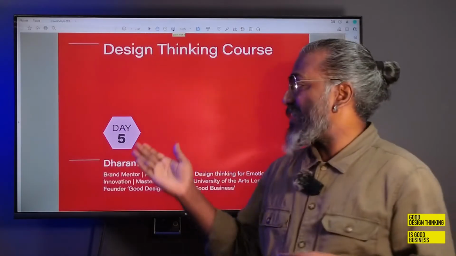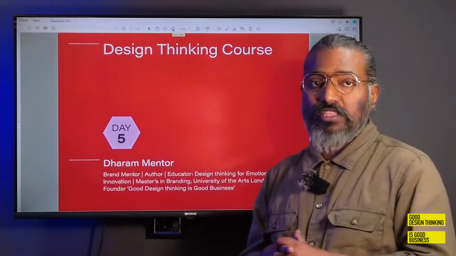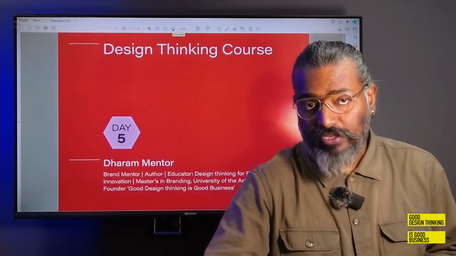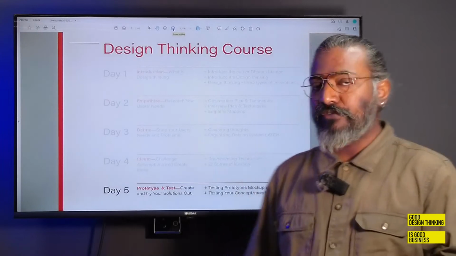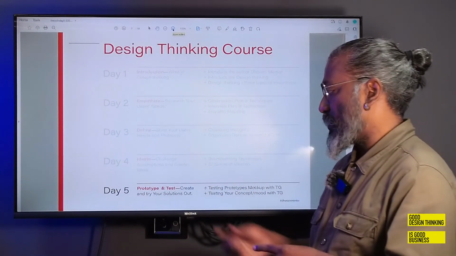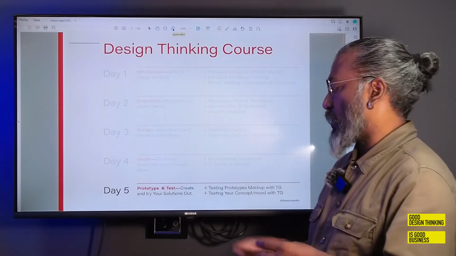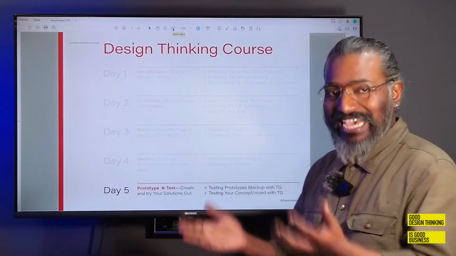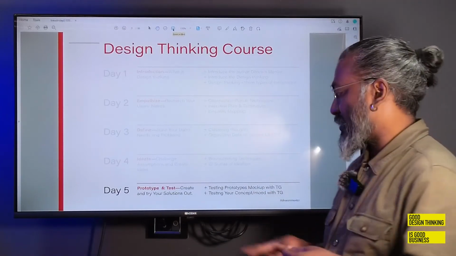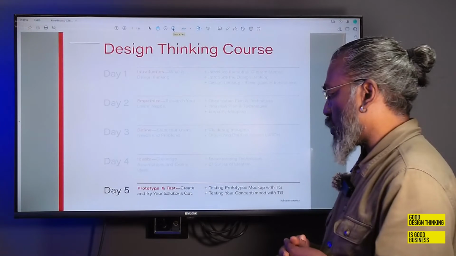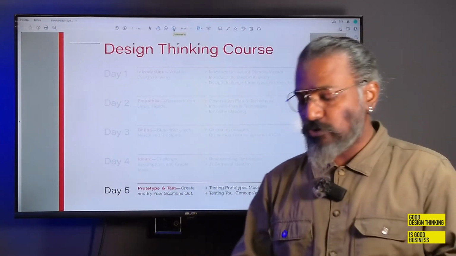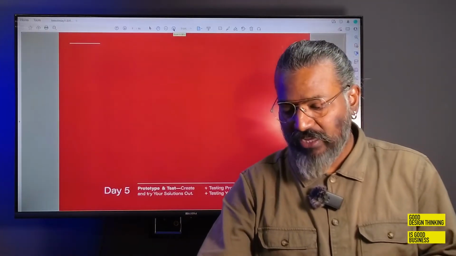Welcome to day 5 of the design thinking session. Today, we're going to look at steps 4 and 5. The 4th step is prototype. The 5th step of design thinking is testing your prototype. So there are a few techniques, like how do you come up with prototypes and how do you test those prototypes. That's what we're going to discuss in today's conversation.